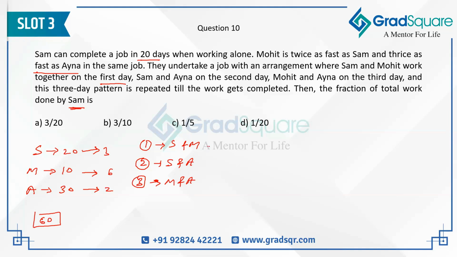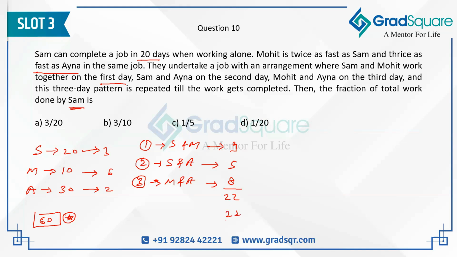So Sam and M, S and M, are working on the first day. They'll do 9 units. S and A are working on the second day, they'll finish 5 units. And M and A are working on the third day, they'll finish 8 units. So if you look at this total, 9 and 5 is 14, 14 and 8 is 22. So total amount of work was what? 60. In 3 days, they have done 22 units.